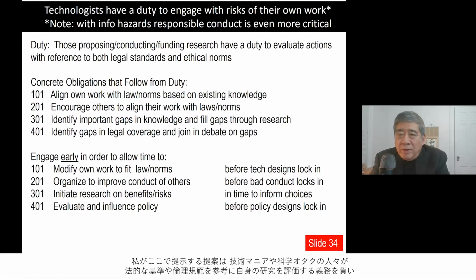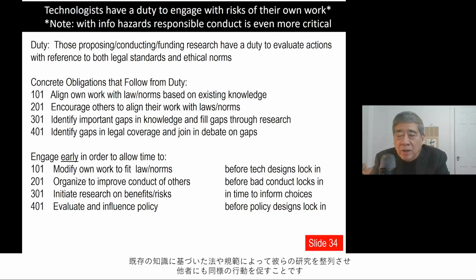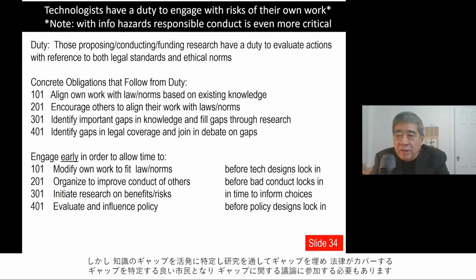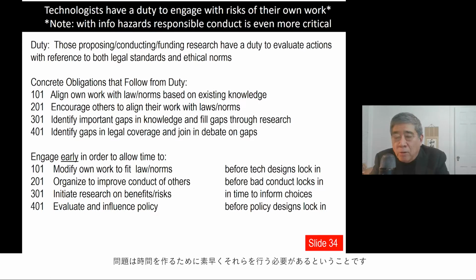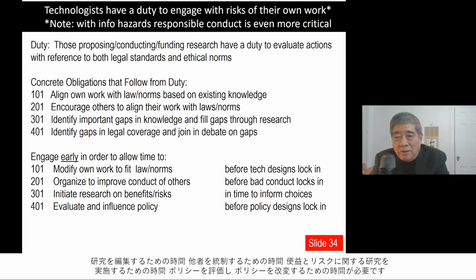And the proposition I would raise is that the technological geeks and the science nerds have an obligation to evaluate what they're doing with reference to legal standards and ethical norms, to certainly align their own work with laws and norms based on existing knowledge and to encourage others to do the same, but also to actively identify gaps in knowledge and fill the gaps through research, and to be good citizens, identifying gaps in legal coverage and joining in debates on those gaps. And the problem is that they have to do it early to allow time to modify their work, to allow time to organize others, to allow time to initiate research on benefit and risk, and to allow time to evaluate and influence policy.